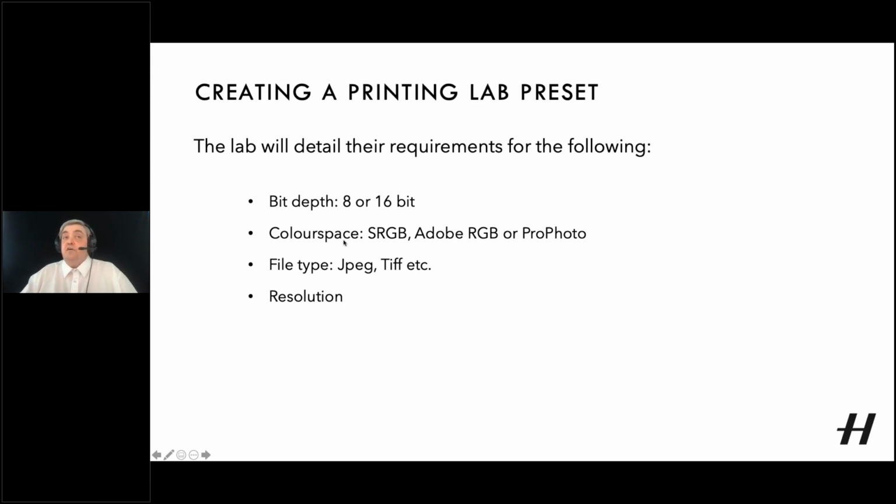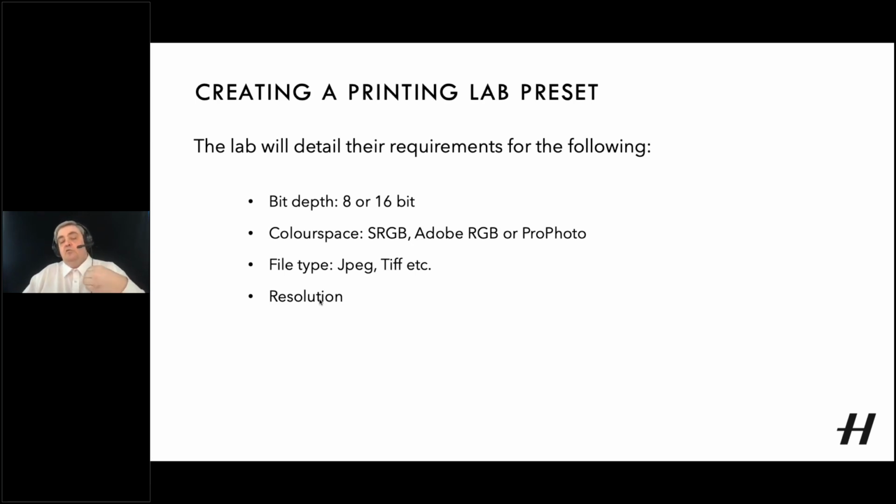They'll also specify the color space that you can send them. Generally, sRGB is perfect, some Adobe RGB, depending on the lab again, and then the file type, whether it's JPEG, TIFF, etc. They'll also give you a resolution that they recommend for the particular printer that you're sending to for the print that you've asked for. And normally they'll specify 200, 300 pixels per inch, that type of resolution.